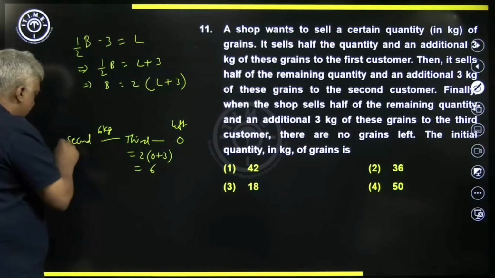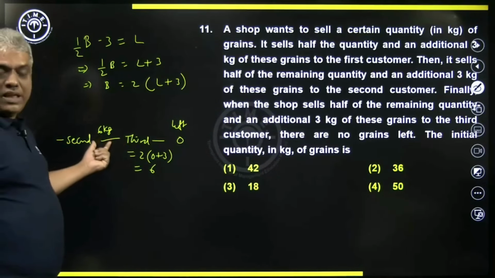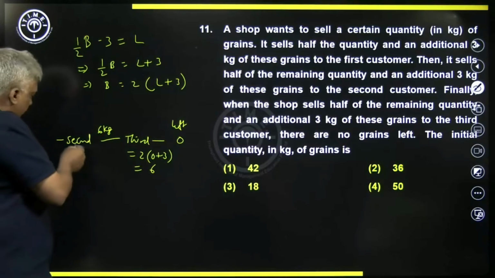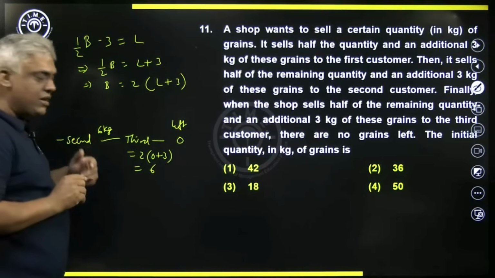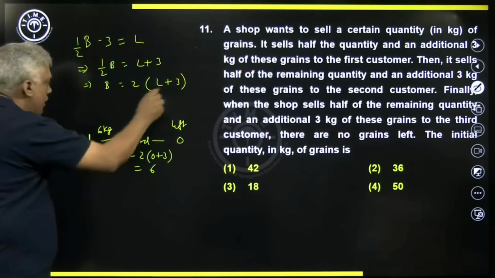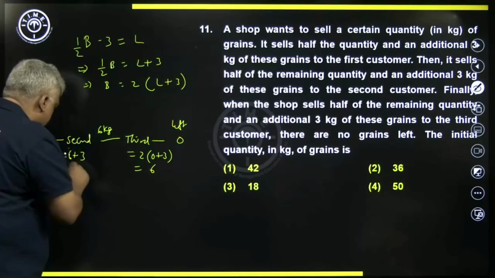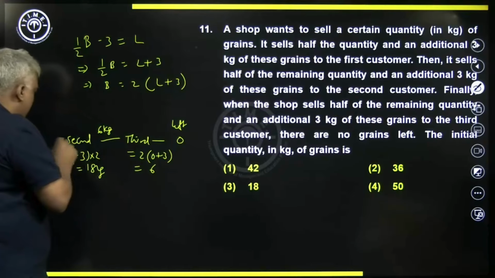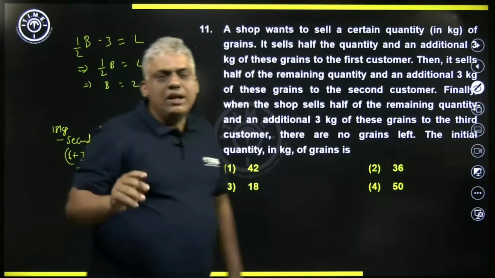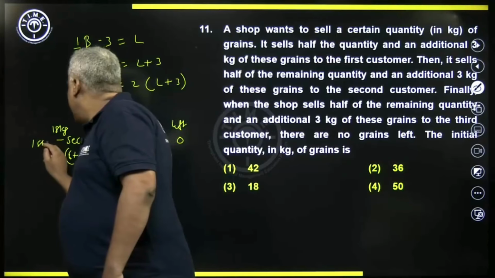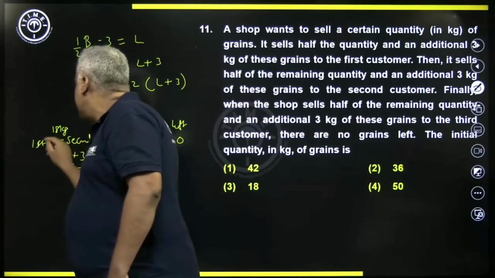So before selling to the second customer, left is 6. So 6 plus 3 into 2, it is 18 kg. So before selling to the second customer, grains were 18 kg, that is after the first customer. So after selling to the first customer is 18 kg.